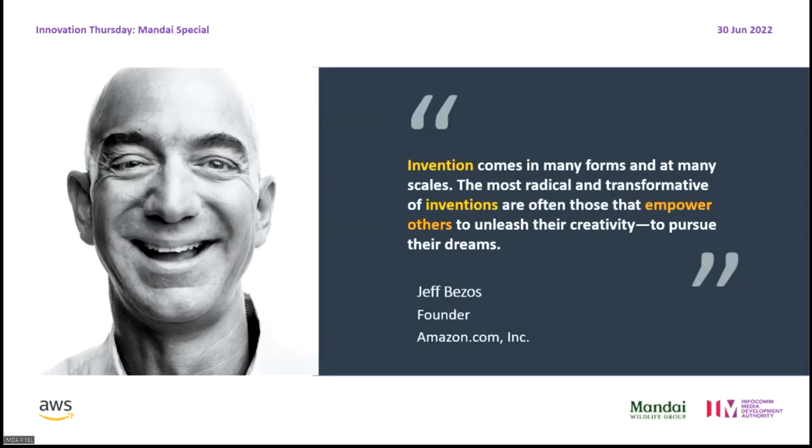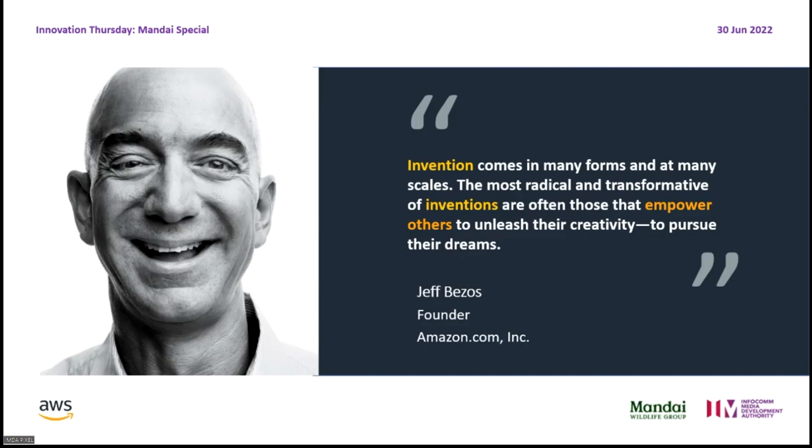Whenever we want to talk about Amazon, we always have to talk about this guy. He's our founder, Jeff Bezos. He's quite an inspiring figure in Amazon. One of the interesting things that he talks about is innovation and invention a lot. In Amazon, we believe that every single employee is a builder. He said this before, invention comes in many forms and at many scales. The most radical and transformative of inventions are often those that empower others to unleash their creativity to pursue their dreams. So it's not about building just an end product. For him, the most inspiring inventions are those that give others the ability to unleash their own creativity. And that's one of the inspirations for Amazon Web Services.